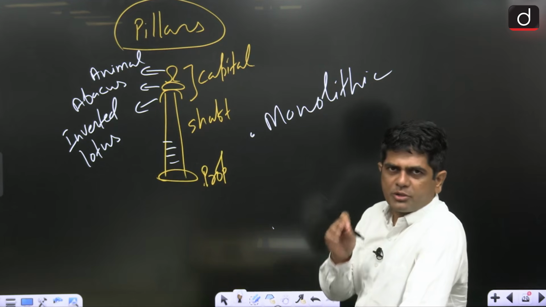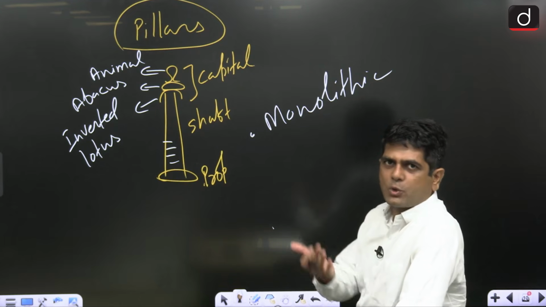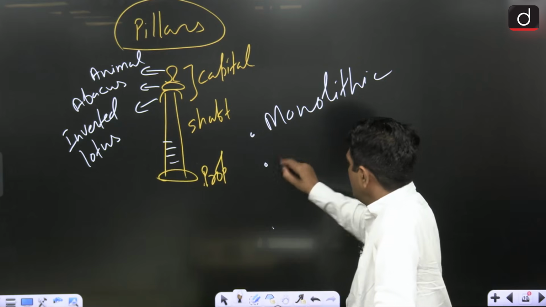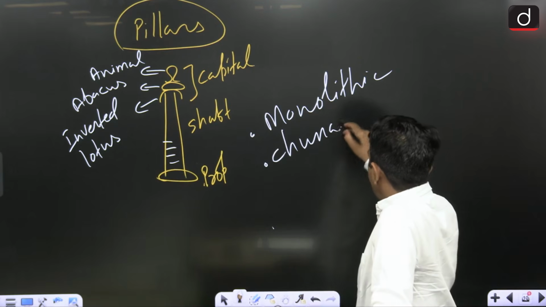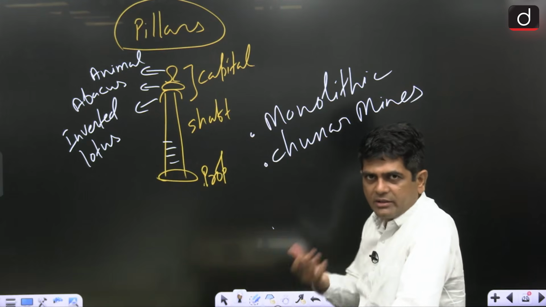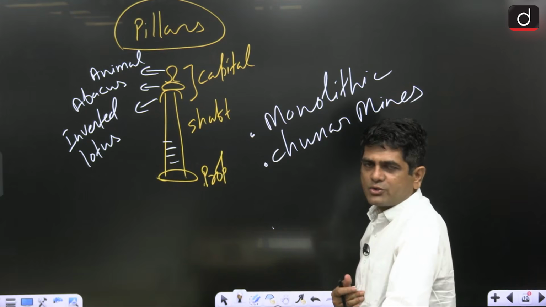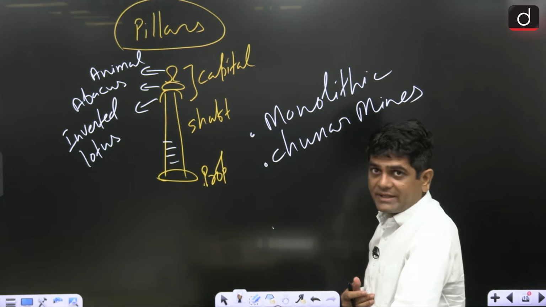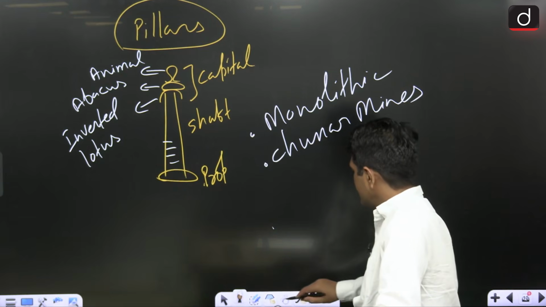And in most of the cases, Ashoka quarried sandstone from where? From Chunar mines near Varanasi. Quarried, took out the sandstone from Chunar mines. Where is Chunar? Uttar Pradesh, near Varanasi.